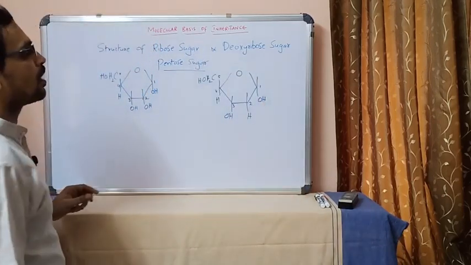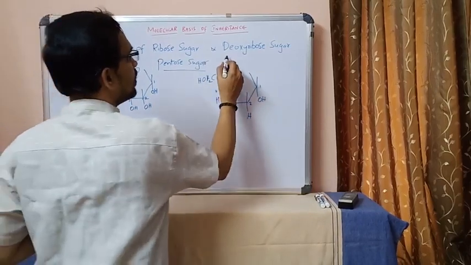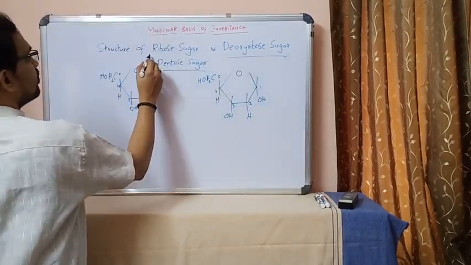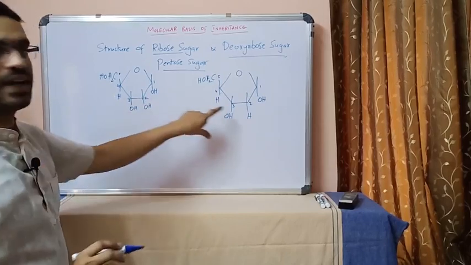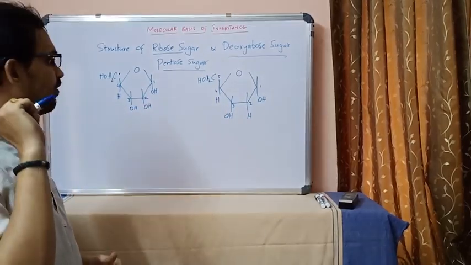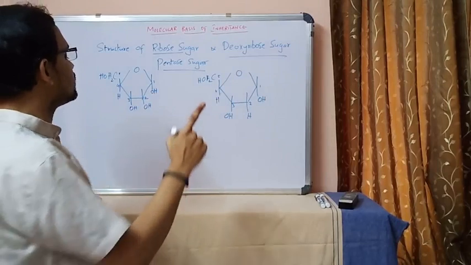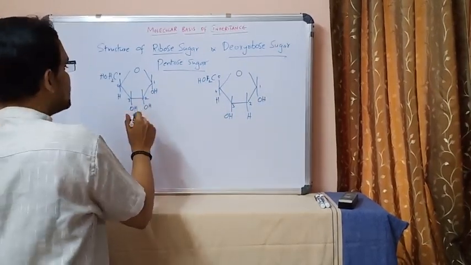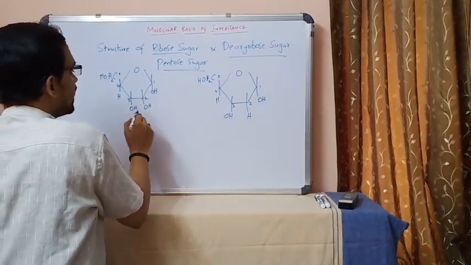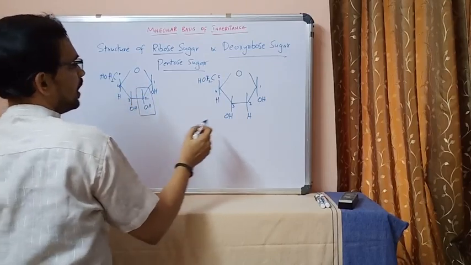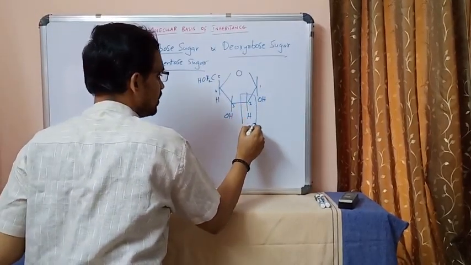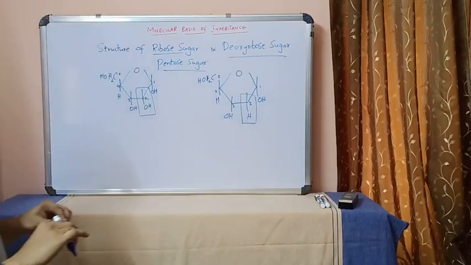This is the structure of deoxyribose sugar. This is the structure of ribose sugar. What is the difference that you can find in both cases? There is only one difference that exists between these two structures. If you keenly observe the second position of the ribose sugar and the second position of the deoxyribose sugar, you can find the difference.